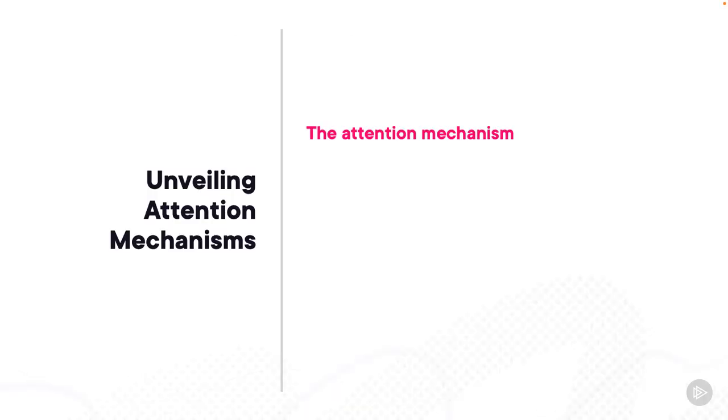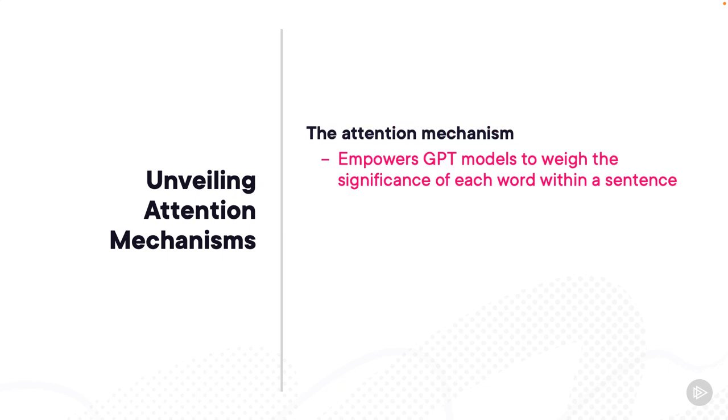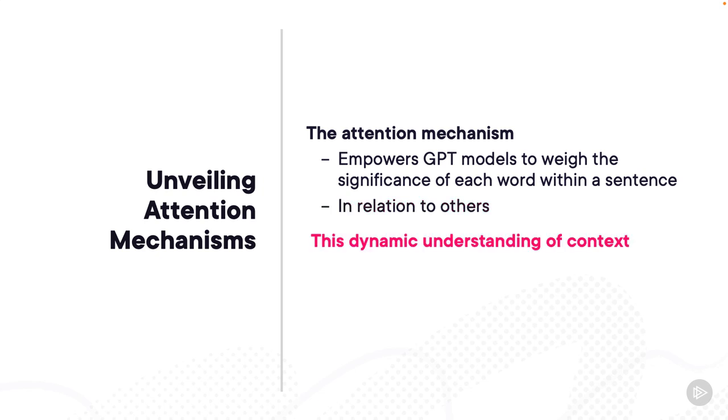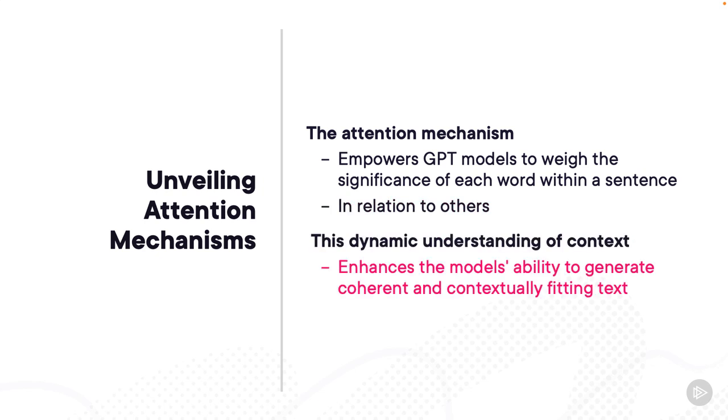The attention mechanism empowers GPT models to weigh the significance of each word within a sentence in relation to others. This dynamic understanding of context enhances the model's ability to generate coherent and contextually fitting text.